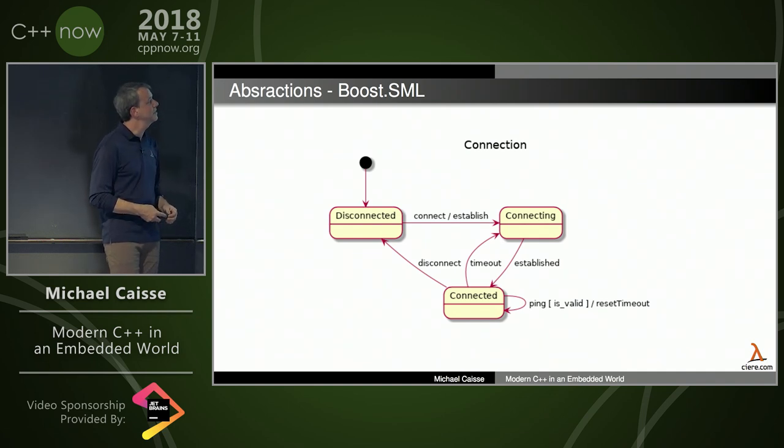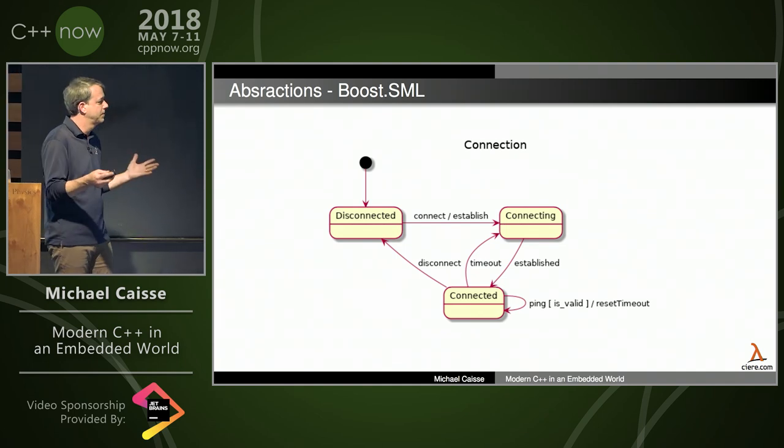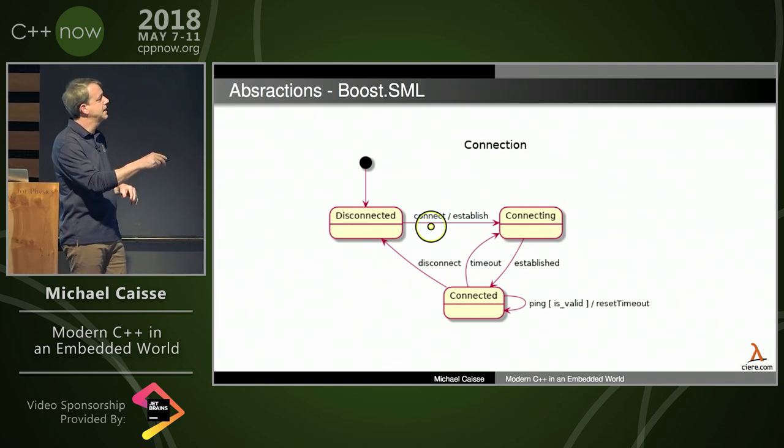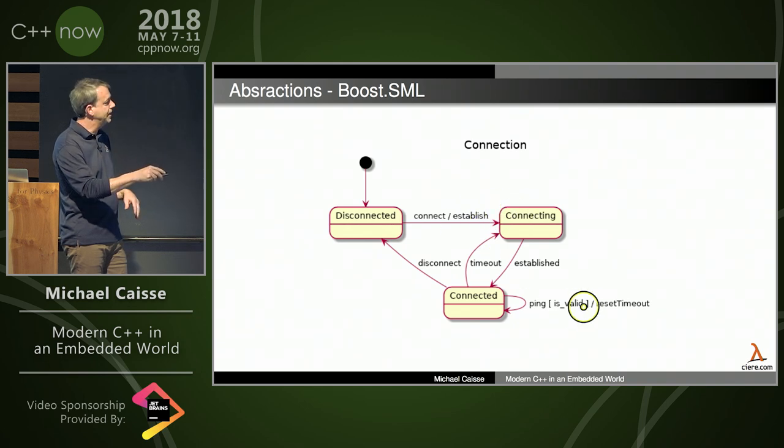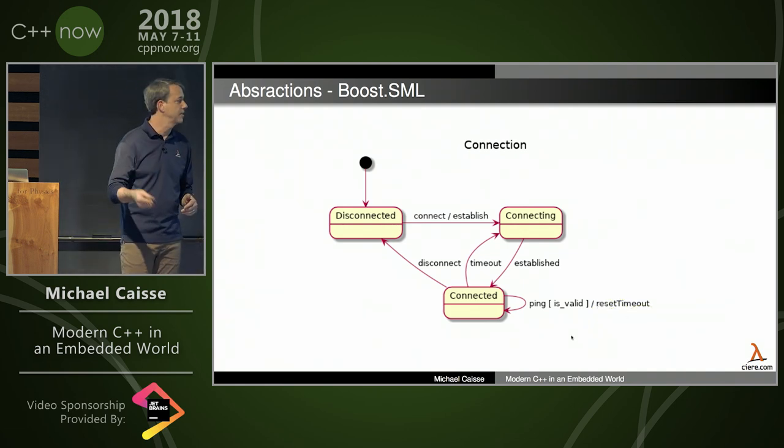So here is a state machine. This is using UML syntax. When a connect message or event occurs, call the establish function, or it's going to perform the establish function as it moves into connecting. This one right here, ping, is a self-transition. Ping is the event, is valid is the guard condition, and then reset timeout is the function that's performed.